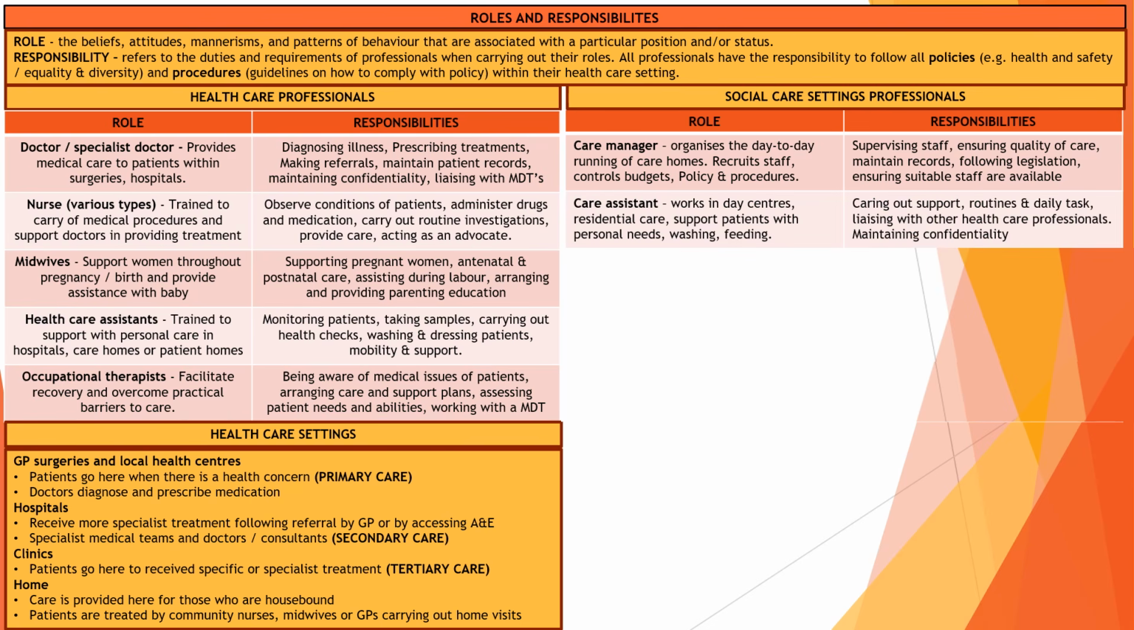Now, a care manager runs a care home, and that could be a nursing home, a residential home, a day centre or a community group, but essentially they run the day-to-day workings of that operation. They recruit staff, control the budgets, and establish the policies and procedures. Their responsibilities: to ensure the staff are trained, they provide a quality of care, records are maintained, legislation is followed, and they have the right number of staff for the day.